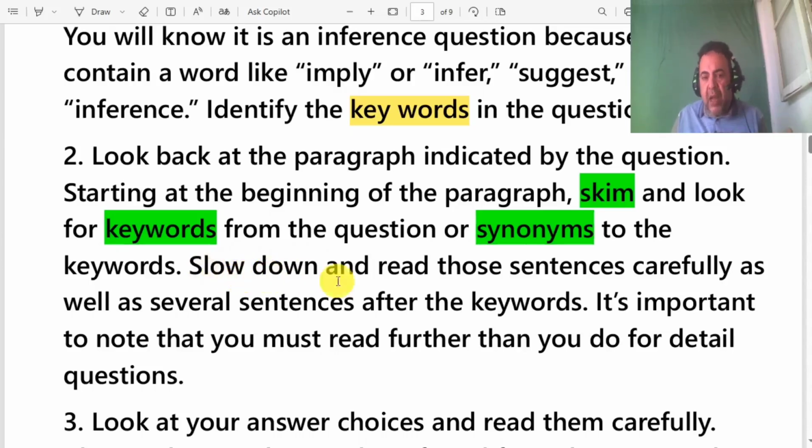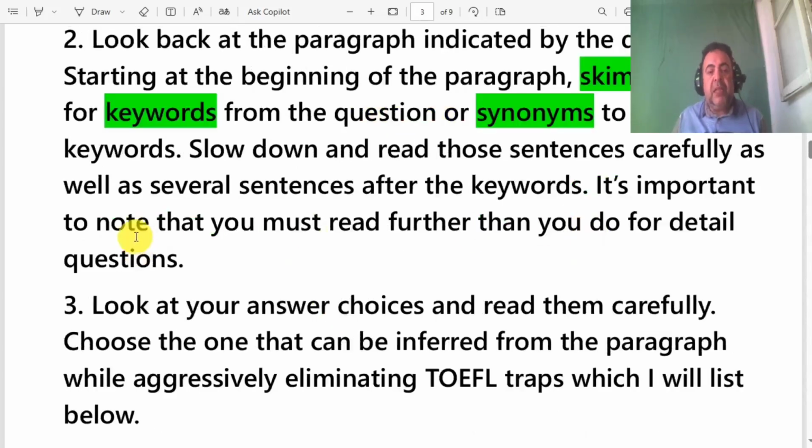Slow down sometimes and read those sentences carefully, as well as several sentences, okay? You have to read more and more sentences before and after the keywords to have a whole picture of what is provided in the passage according to the information. It's important to know that you must read further than you do for a detail question.